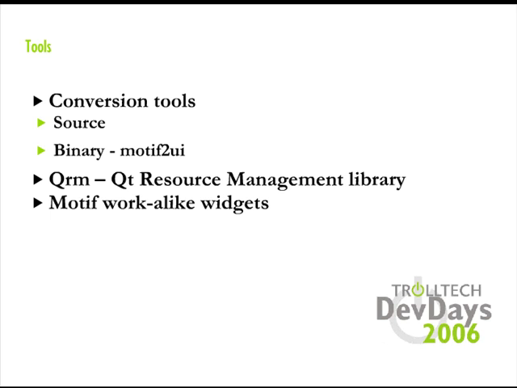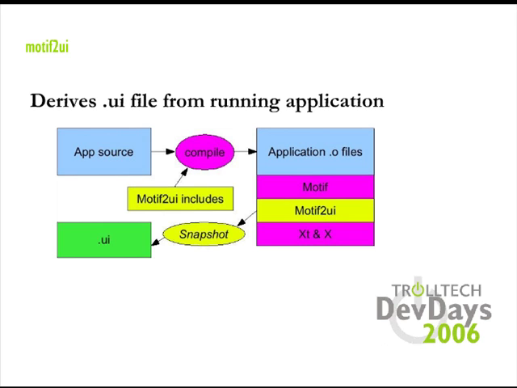Let's go on. I will talk about the Motif to UI thing very quickly. You start with your application source. You recompile with a special set of includes, and it's an optional step. It allows us to get a little more information. It produces a .o, which we link on top of Motif, our library, and XT. This can actually capture any XT application. It doesn't have to be Motif.